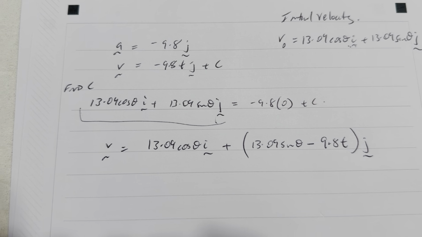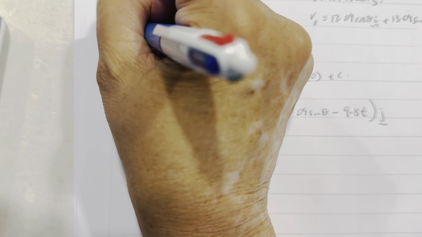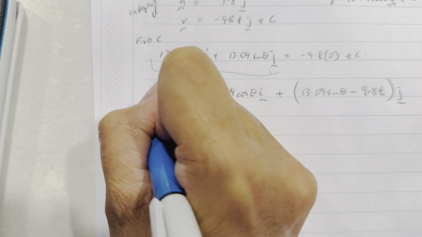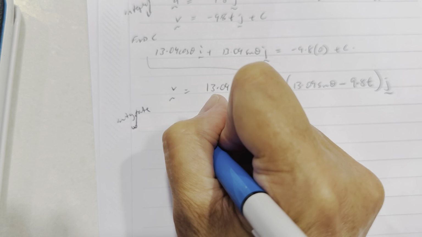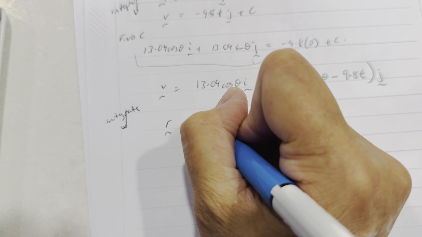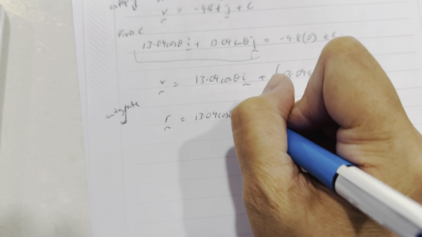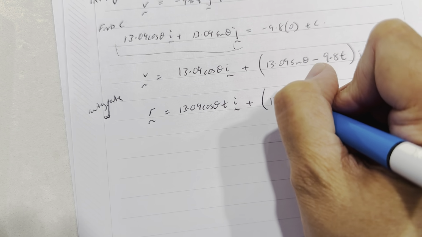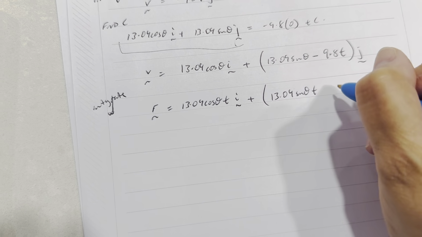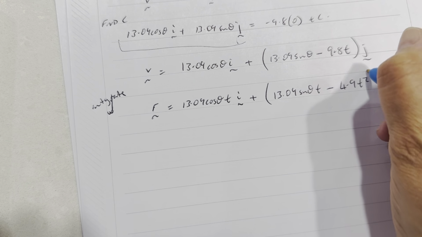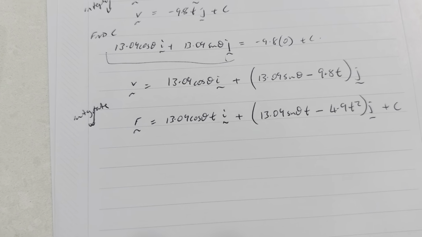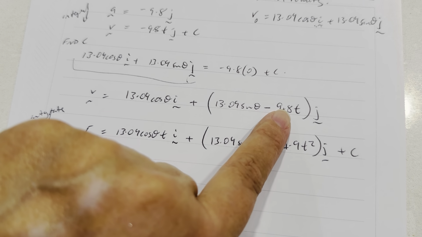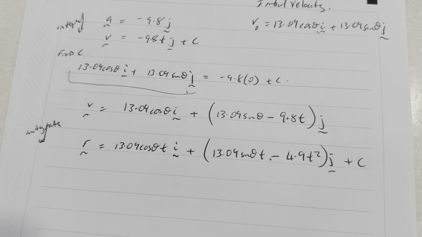I'm then going to go to my position. So from velocity to position, I integrate again to get my position vector r. That's going to be 13.09 cos theta t i plus (13.09 sin theta t minus 4.9t squared) j plus C. I'm just integrating. Remember 9.8 t squared over 2, so that's where I get my 4.9 from.